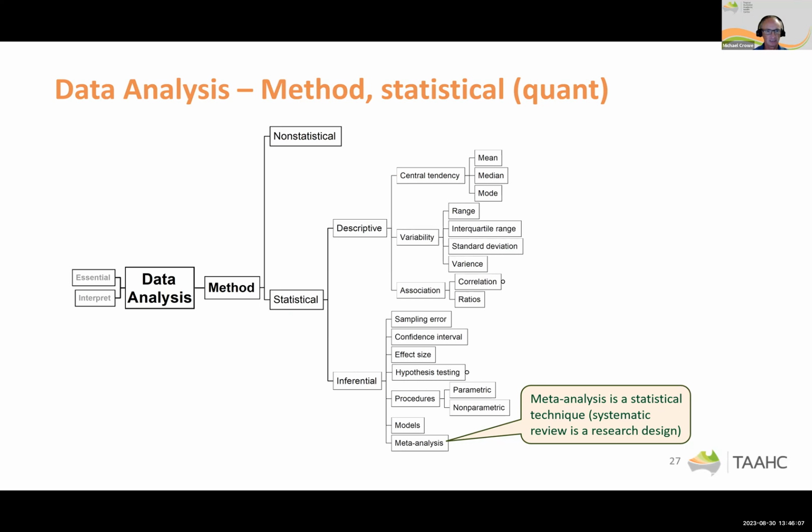Meta-analysis itself is a statistical technique. People sometimes say that the research they're doing is a meta-analysis. Usually your research design is a systematic review, and within that you're doing a meta-analysis of the data to get results. So within a systematic review, you don't necessarily have to do a meta-analysis, but it is a component there.